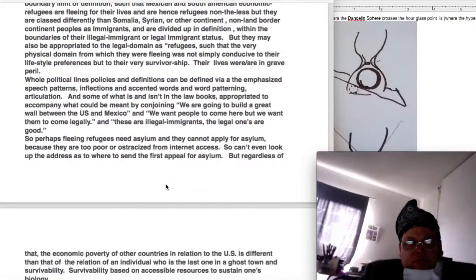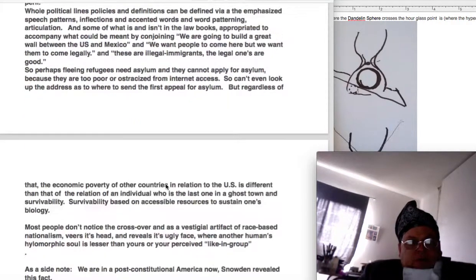Whole political lines, policies, and definitions can be defined via the emphasized speech patterns, inflections, and accented words and word patternings, articulation. And some of what is and isn't in the law books appropriated to accompany what could be meant by conjoining "We are going to build a great wall between the U.S. and Mexico, and we want people to come here, and we want them to come legally, and these are illegal immigrants. The legal ones are good," according to Donald Trump.